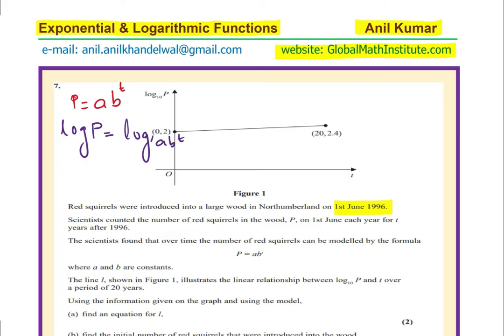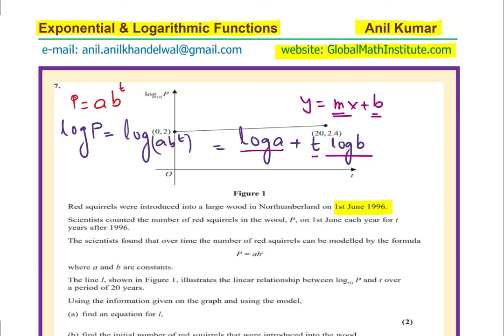Now here we can apply the rule. This could be written as log to the base 10 of a plus t times log to the base 10 of b. Now you can clearly see that this is an equation of a line, in the form y equals mx plus c, where the slope m is log b, t is your independent variable, and the y-intercept is log of a.